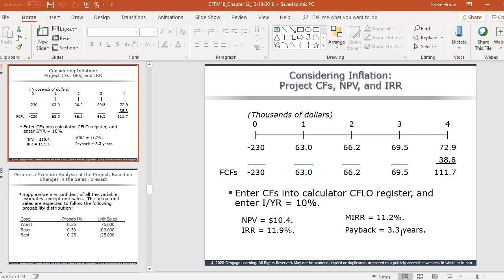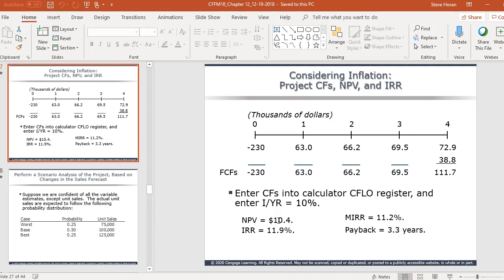Now, we also have to ask ourselves, how real is this? How close is this? Because to me, this is on the bubble. 11.9, 11.2 is not that much higher than 10%. So there's not a lot of wiggle room if this doesn't work. And is it worth taking on the risk of this project to get a $10,000 NPV? That's the question management has to ask.